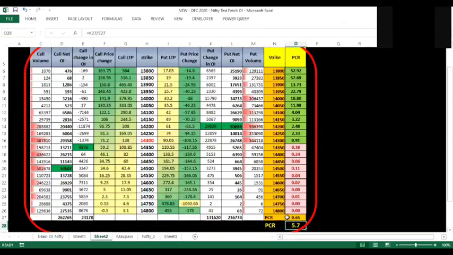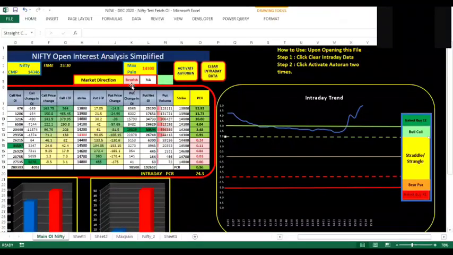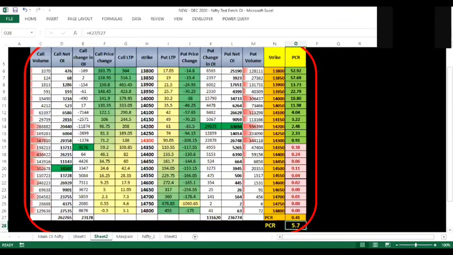So I will change it to a little lesser number, say 0.41, and let's see whether it changes. It remains bearish. So basically a formula has been incorporated here to tell you the likelihood of the market direction remaining before the expiry. If I change it to 1.1, then let's see what happens.